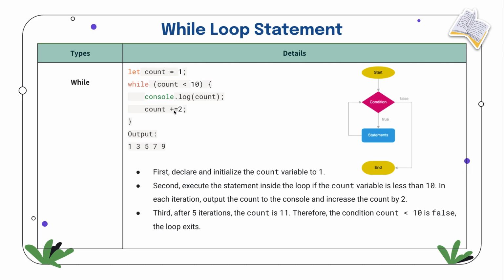We can increment however we wish. So we are incrementing count by 2, count equals count plus 2. So 1 becomes 3 after the increment, then 5, then 7, then 9. When 9 comes, it will print, and after that it will become 11. 11 is not less than 10, so it will break. Till this much only the output will be shown.